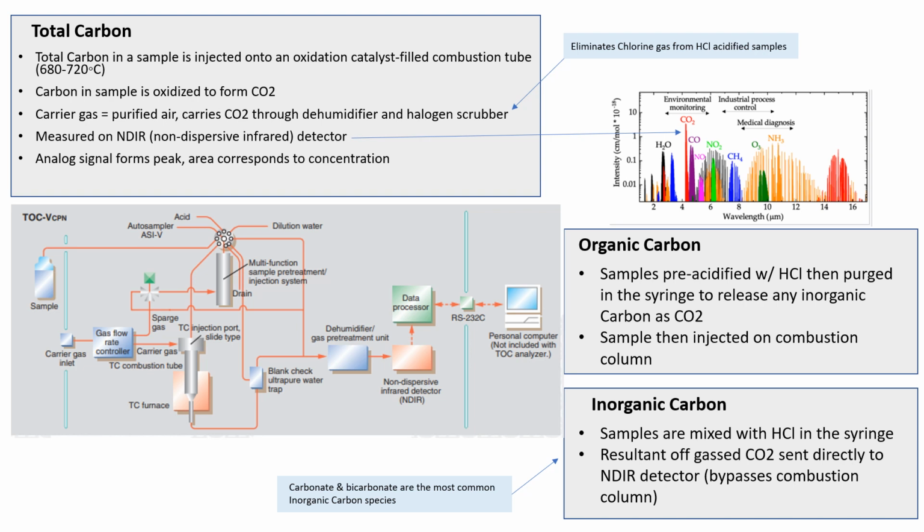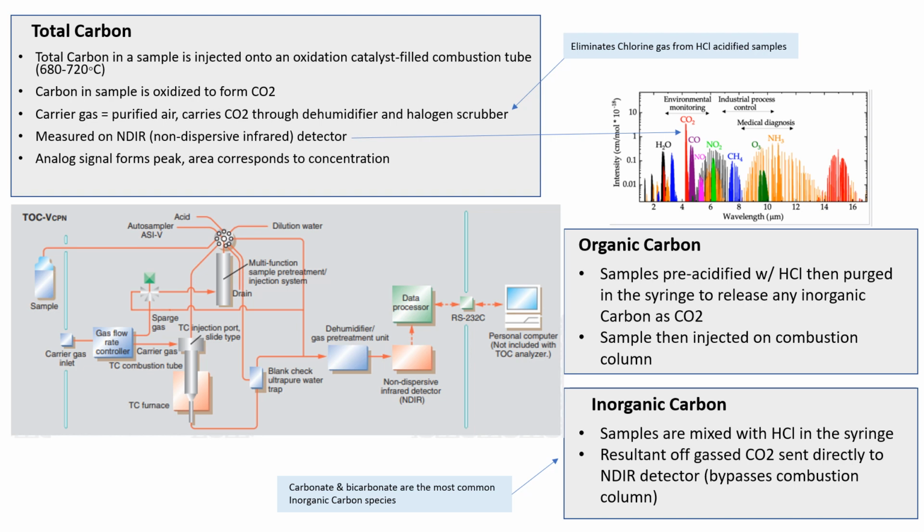So let's delve deeper into how this instrument measures carbon and nitrogen. If we want to measure total carbon, the sample is injected from its sample tube into a syringe, and the syringe is then going to put an allotted amount of this sample onto a combustion column. This column is filled with an oxidation catalyst, and it's heated between 680 and 720 degrees Celsius. When the carbon enters this oxidation catalyst combustion tube, it becomes oxidized and forms CO2.